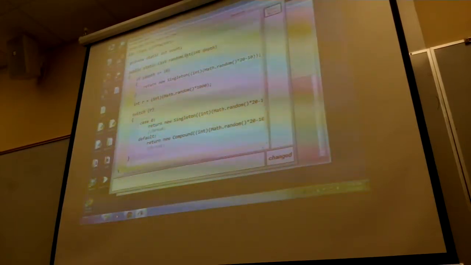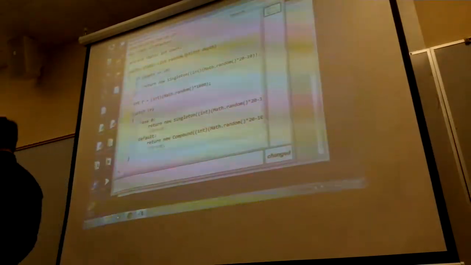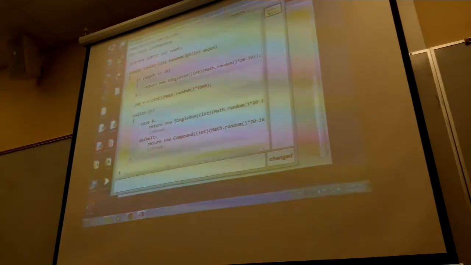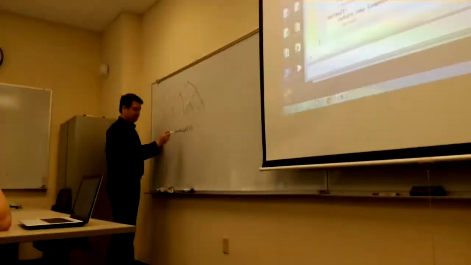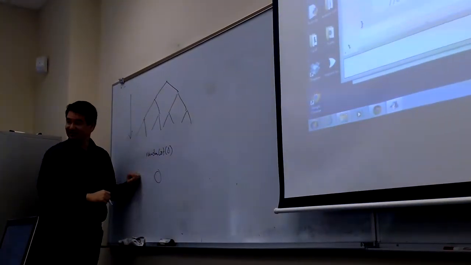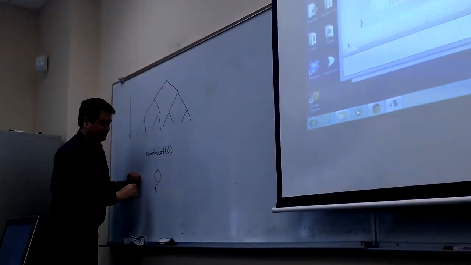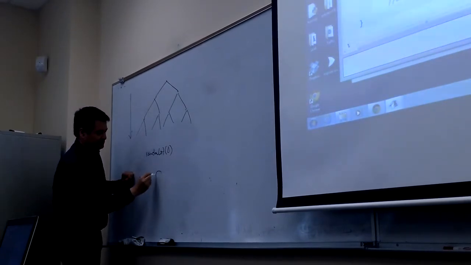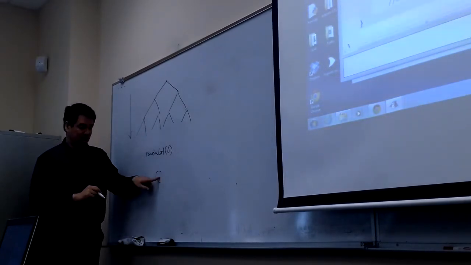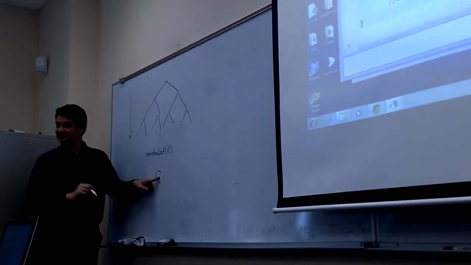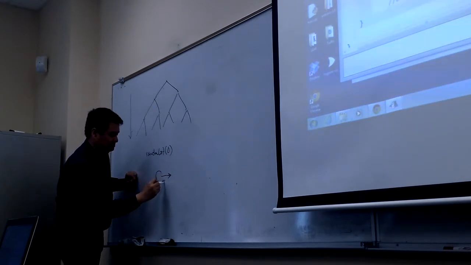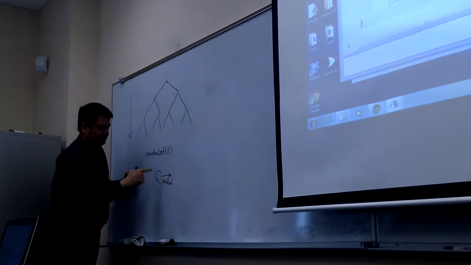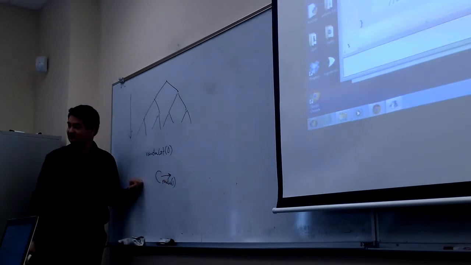So we're going to call random list with zero, and it's going to spit back, chances are, a compound. I'll just put a C here. What does the compound need to do? Make another random list. It's going to call random list, but it's going to add one to this number and pass in a one.